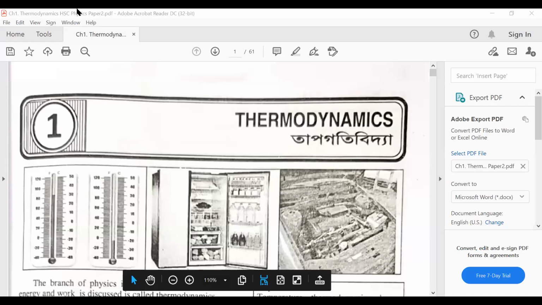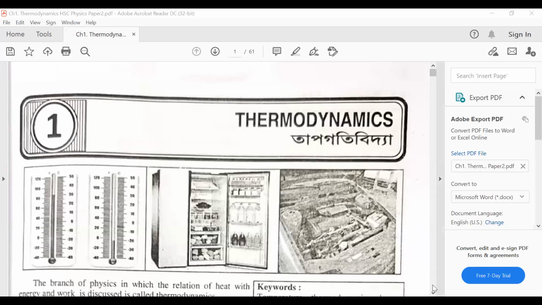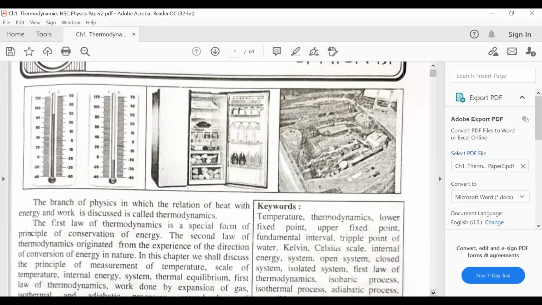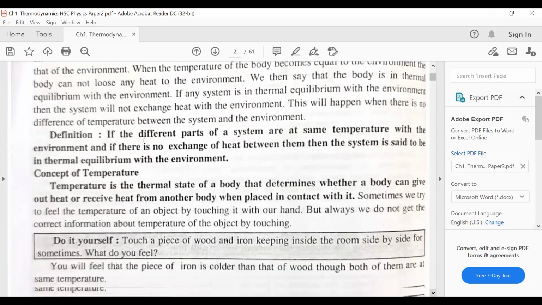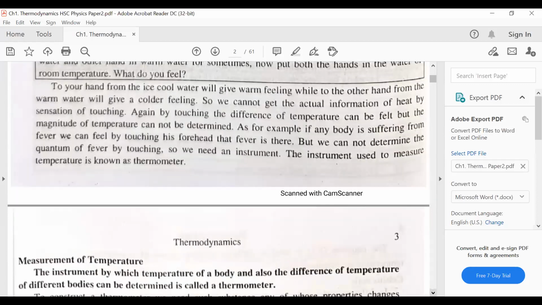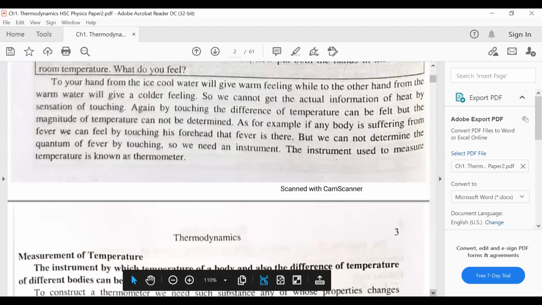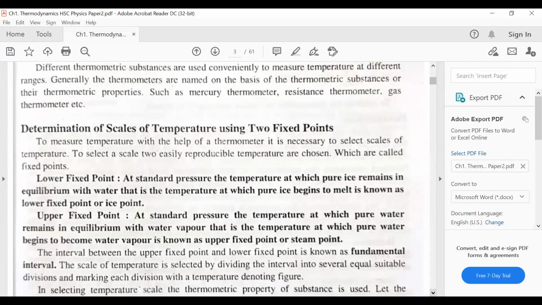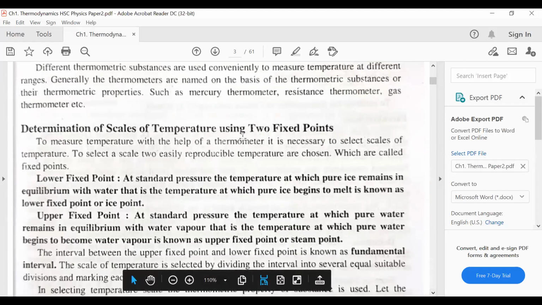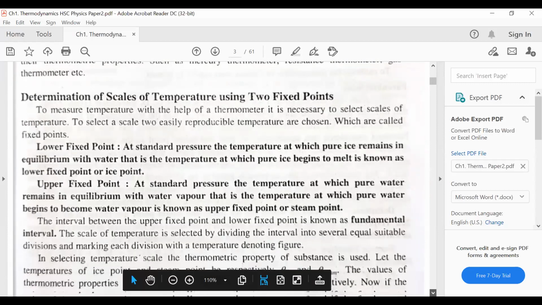Now I will go a little bit faster looking at the textbook so that the topics can be covered at a faster rate. So we were discussing thermal equilibrium, and how temperatures are measured using different kinds of thermometers. Now, when we fix the scale of a temperature, we use two fixed points. What are they? The lower fixed point, and the upper fixed point.